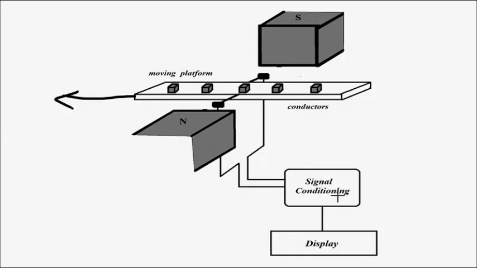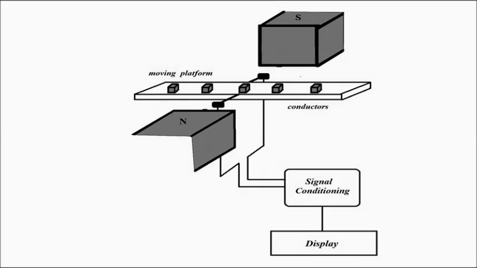It is then fed to the signal conditioning block where suitable signal conditioning operations are performed, such as amplification, filtering of noise signals, frequency response matching, linearization of the output, anything. So it is done, and then analog to digital conversion, and then we get the display readout. So this is for straight line linear displacement.